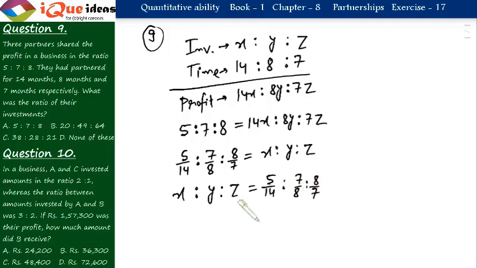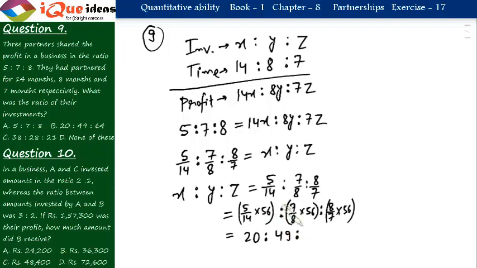Now multiply by LCM of denominator, which is 56. So if you multiply by 56, we will get 5 by 14 into 56 is to 7 by 8 into 56 is to 8 by 7 into 56. So if you can simplify, 14 4s are 56, so 5 into 4 is 20, is to 8 7s are 56, 7 into 7 is 49, 7 8s are 56, so 8 into 8 is 64. So the ratio of their investments is 20 is to 49 is to 64. Okay.